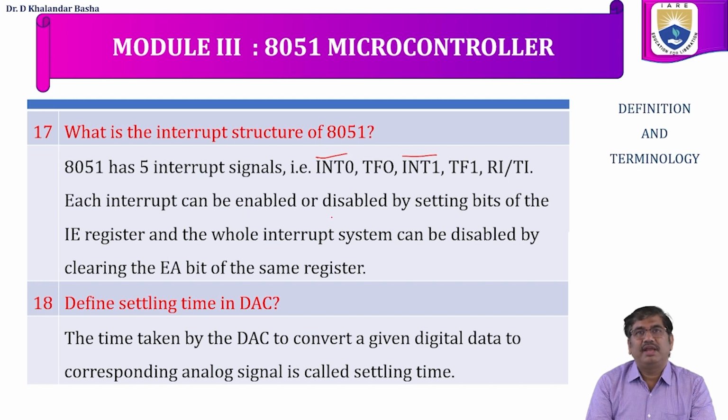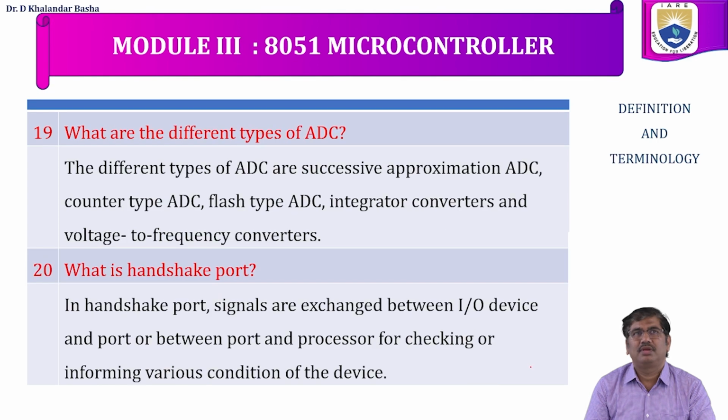Each interrupt can be enabled or disabled by setting the bits of the IE register, and the whole interrupt system can be disabled by clearing the EA bit of the same register. Define the settling time in a DAC. The time taken by the digital to analog converter to convert a given digital signal to the corresponding analog signal is called the settling time.